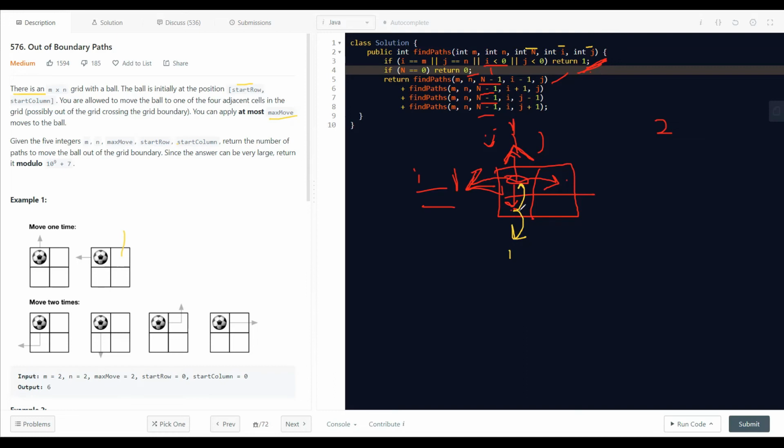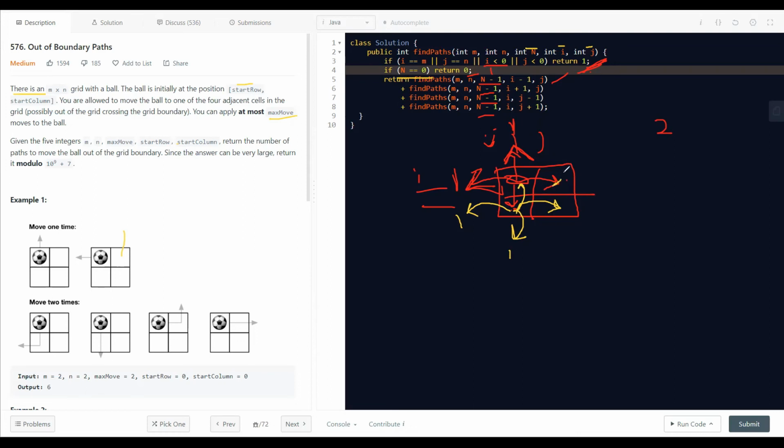Then we find i, j minus one. We go out of the grid and find a value of one. And then i, j plus one. We go over here, n becomes zero, and we return zero from here. Fine. So we are finding four ways out of here, and then we'll again start with this position.